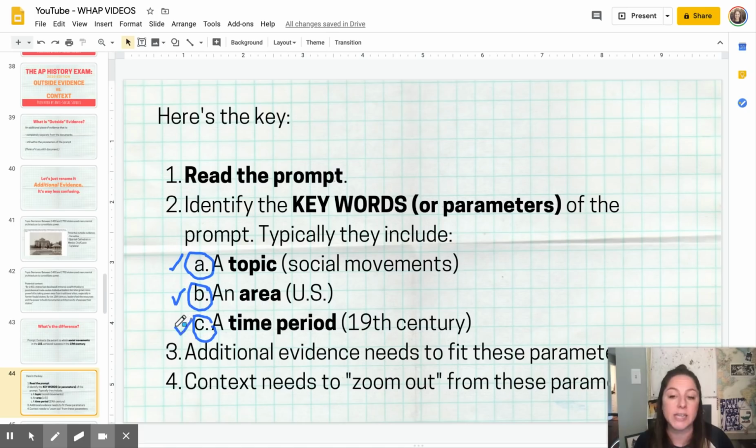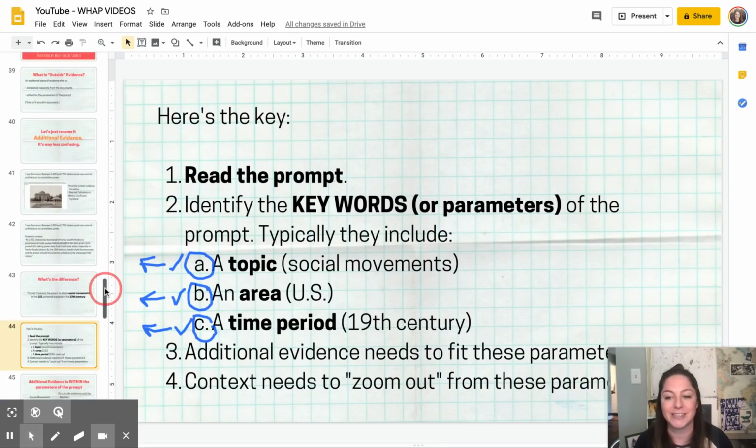And your context needs to expand one of these boxes, right? Go beyond social movements and talk about other things happening in 19th century United States. Go beyond the United States and talk about social movements in other countries in the 19th century, or go beyond the time period. And I'm going to really suggest you only go earlier. In theory, you can go later, but I just think it's really hard to do in a way that makes sense. So what you'd want to do is talk about what happened leading up to the 19th century with social movements in the US that kind of got us to this point.